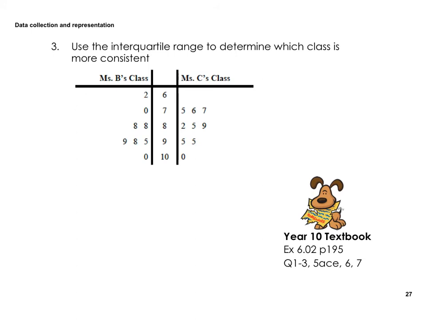Okay, last question for today. This is a back-to-back stem-and-leaf plot. We're going to see which class was more consistent. So use the IQR to determine whether Miss B's class or Mrs. C's class is more consistent. So we're going to find the IQR of each and then obviously see which one is higher.